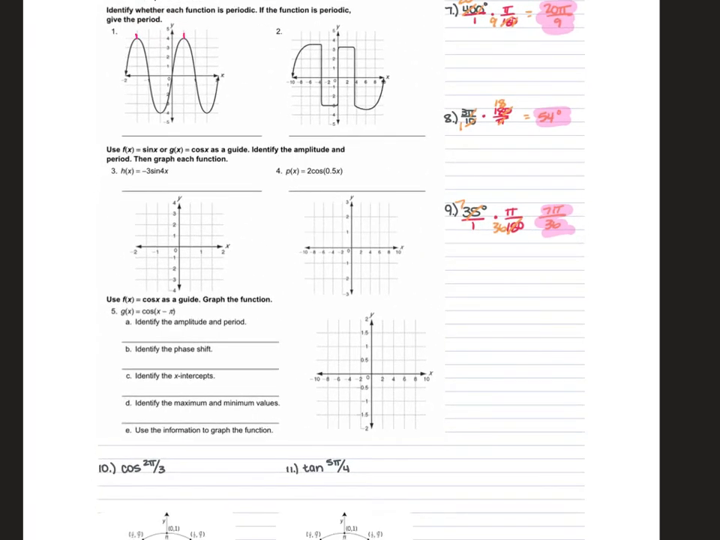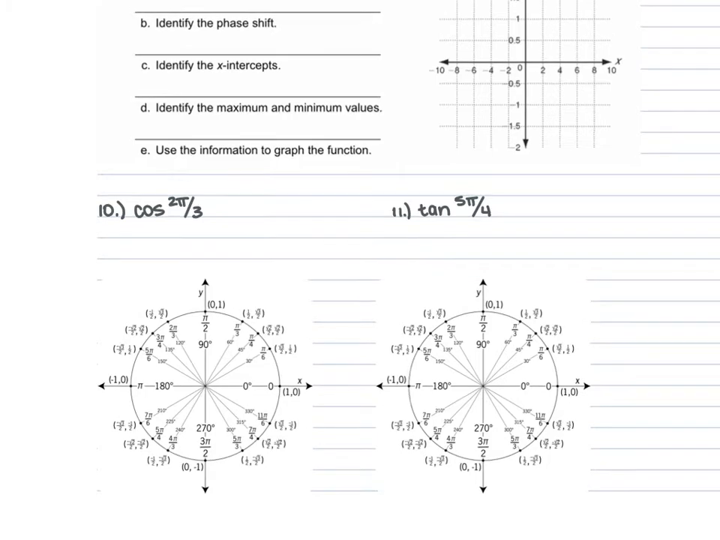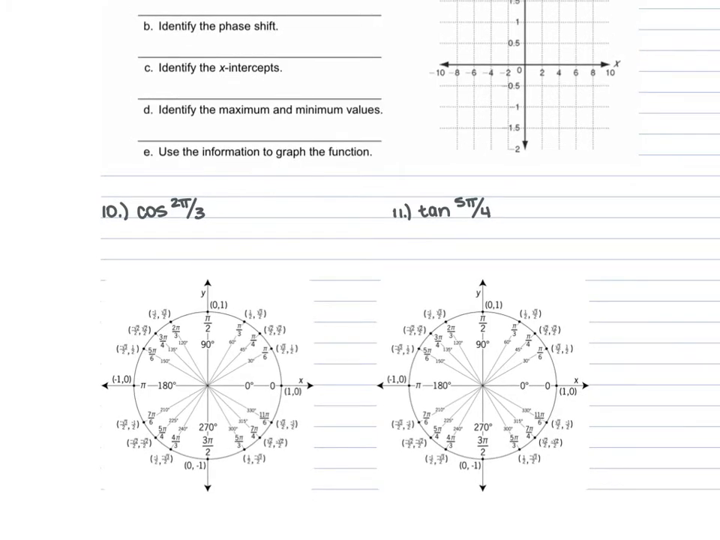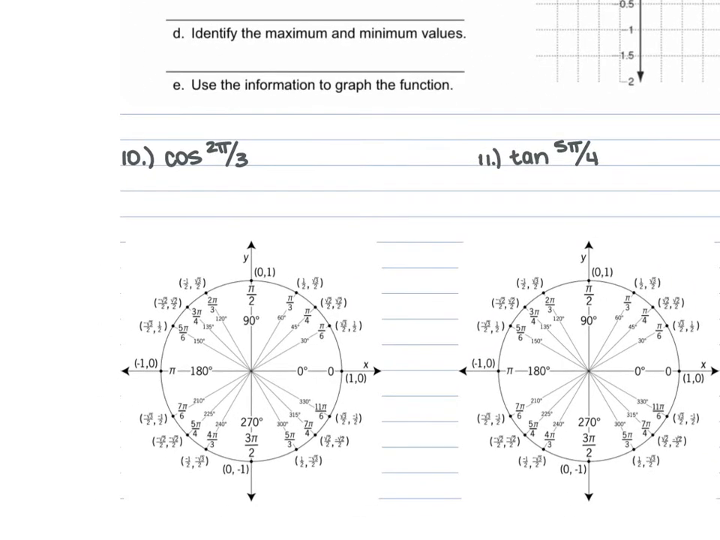For 10 and 11, so for 10, we're given 2 pi over 3, and we're finding the cosine of that. Remember, the cosine is x value. So 2 pi over 3 is here. The x value on it is negative 1/2.